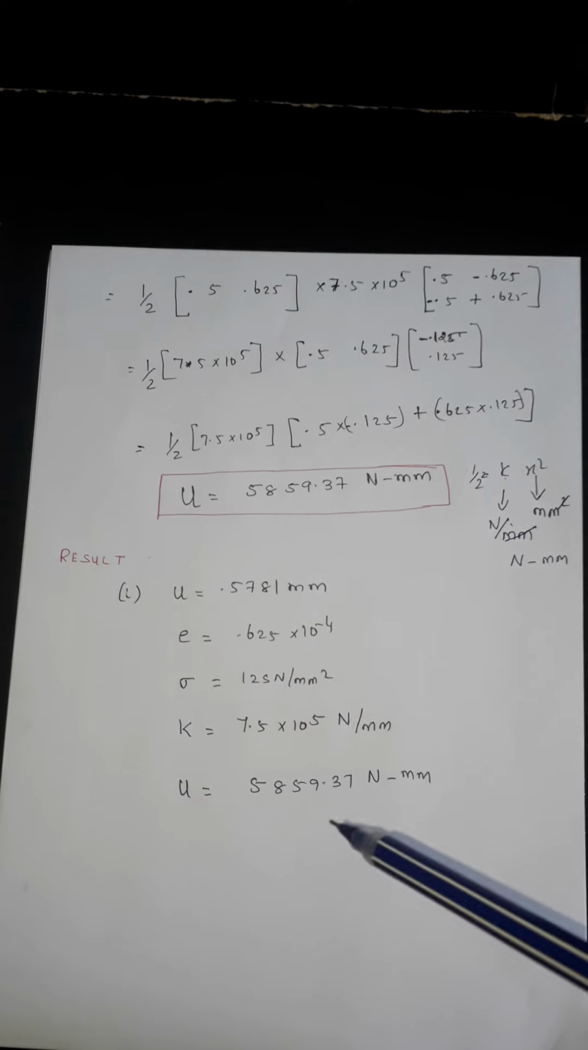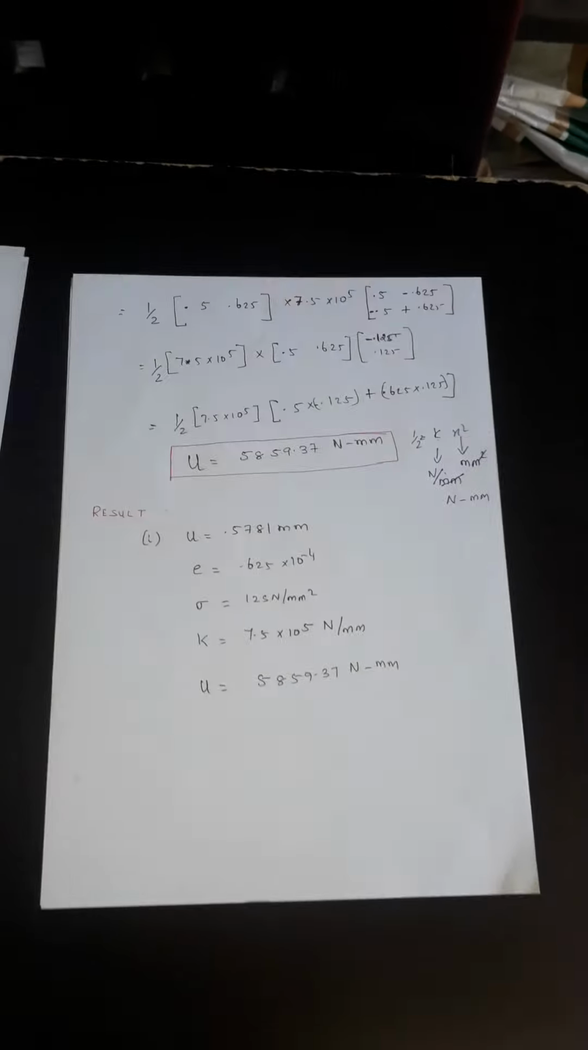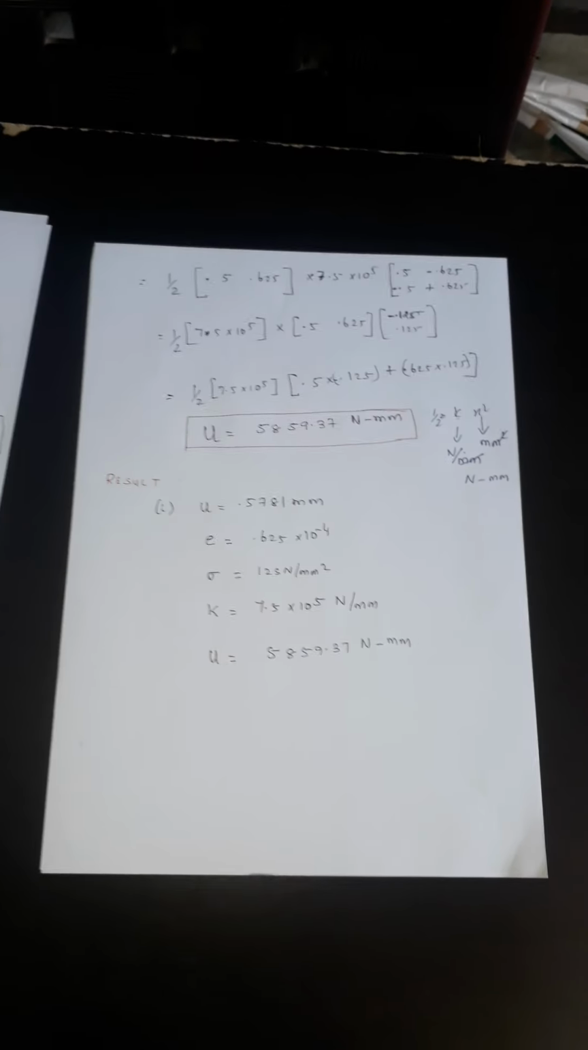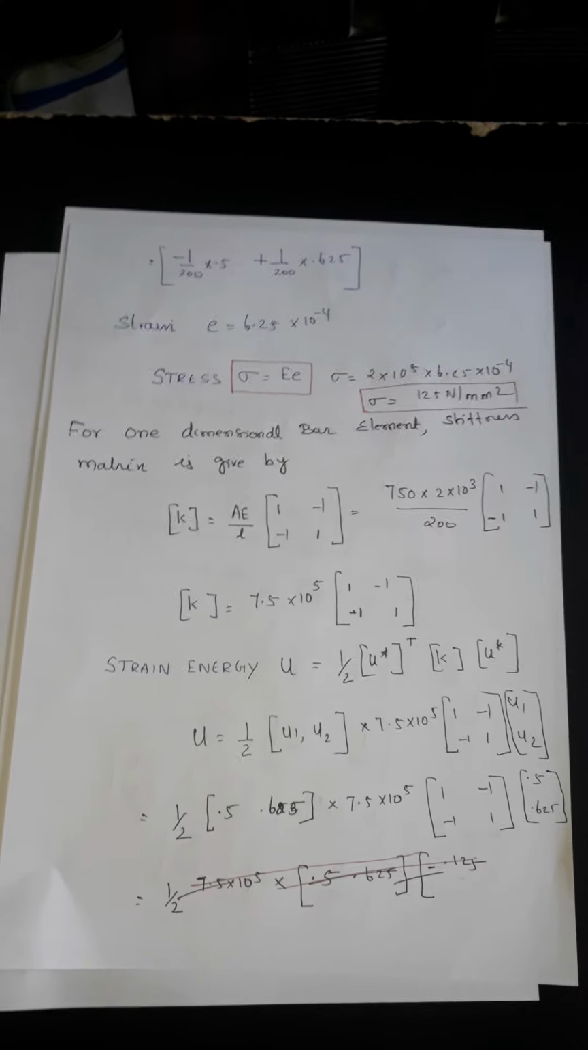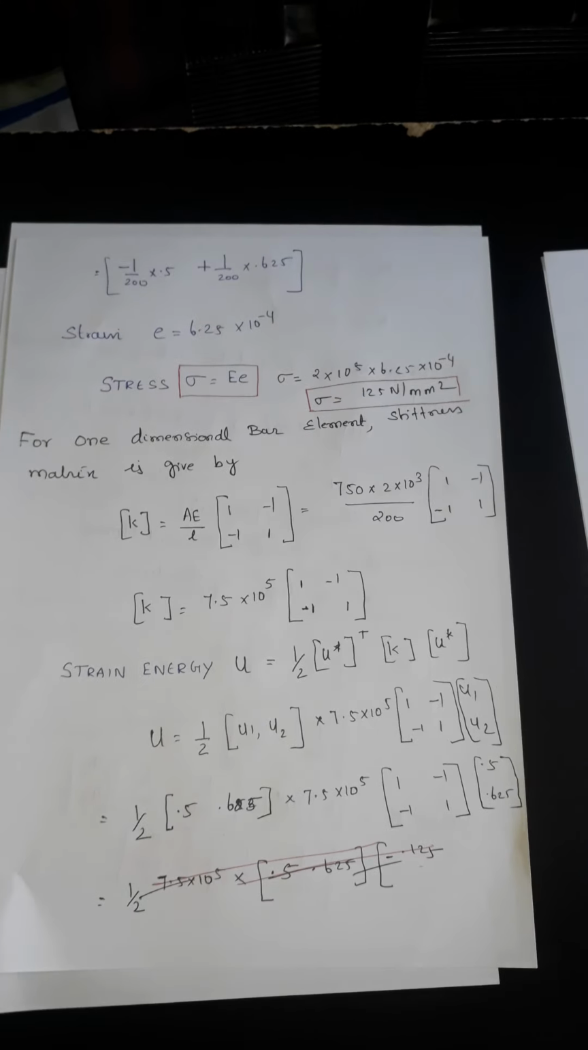So I have presented this very easy problem. The only thing you should remember are the formulas: the B displacement matrix, minus 1 by L, 1 by L; the stiffness matrix; and the strain energy, half U transpose K U. Also remember how to calculate the length of the bar, the difference of the coordinates, and then N1, N2 to find the displacement. So remember all this in a proper way. Thank you.